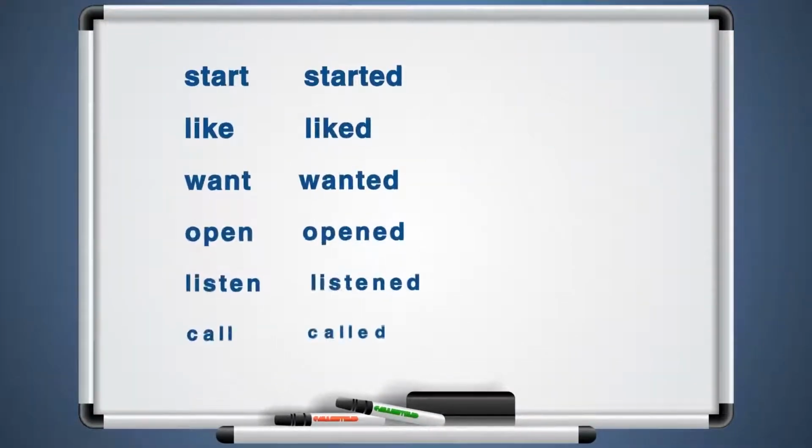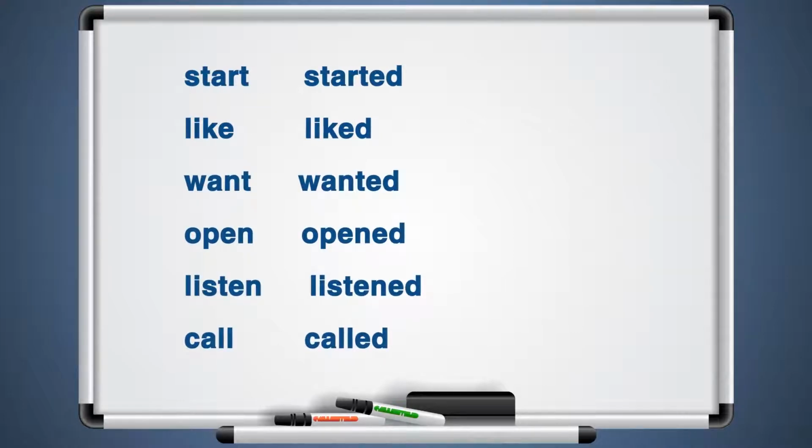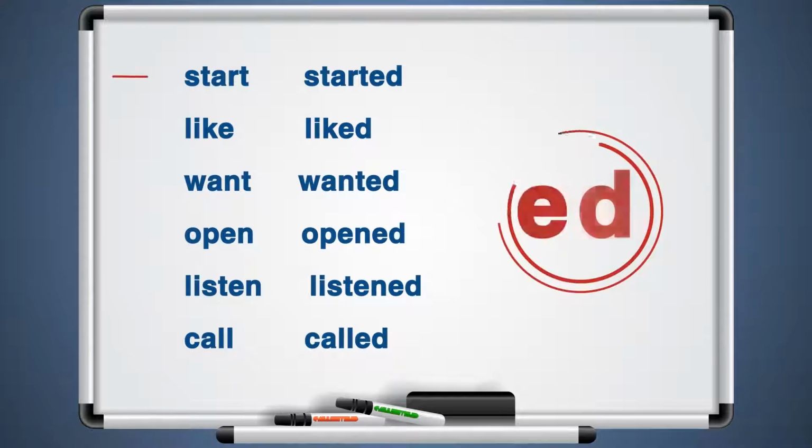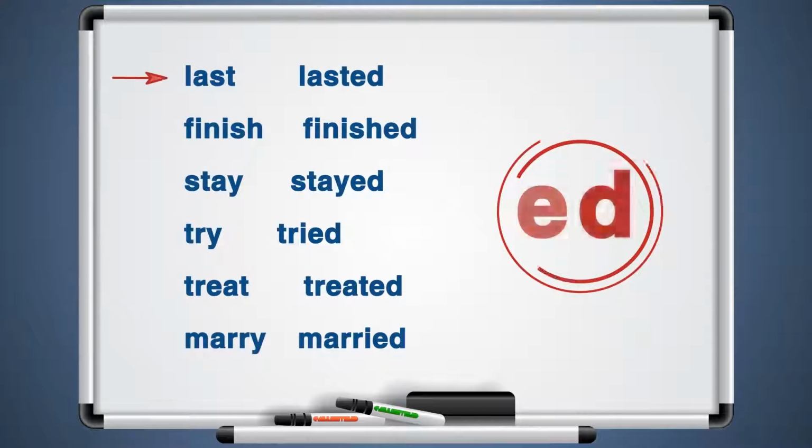Check the table, please. A verb changes in the past by adding ed if it is a regular verb. Start, started. Like, liked. Want, wanted. Open, opened. Listen, listened. Call, called. Last, lasted. Finish, finished. Stay, stayed. Try, tried. Treat, treated. Marry, married.